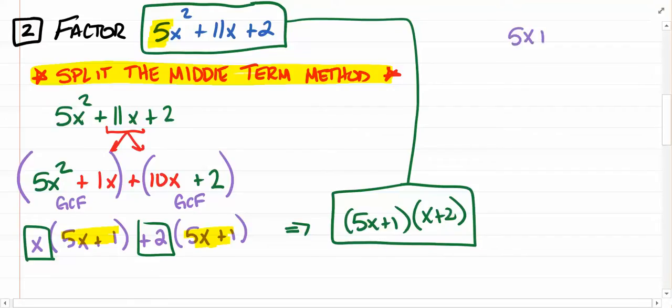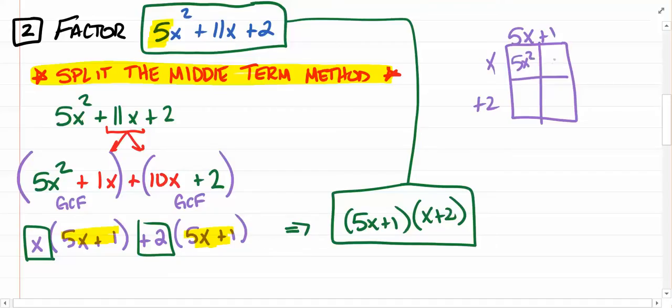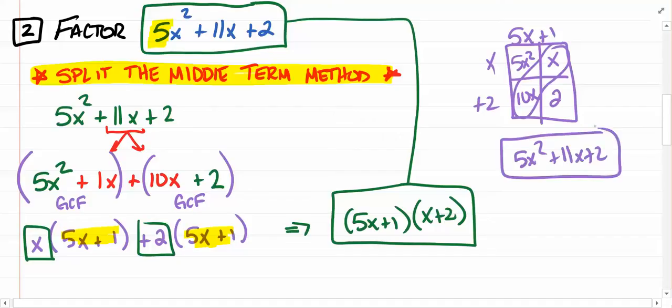So if I took 5x plus 1 and I multiplied it by x plus 2, if I did this correctly, I should get back 5x squared plus 11x plus 2. Look what happens here. 5x times x is 5x squared. x times 1 is x. 5x times 2 is 10x. And then 2 times 1 is 2. Do you see where the 1 and the 10 are? There they are right there. Very interesting, huh? So that gives me 5x squared plus my 11x plus 2. Okay, so this is definitely correct.